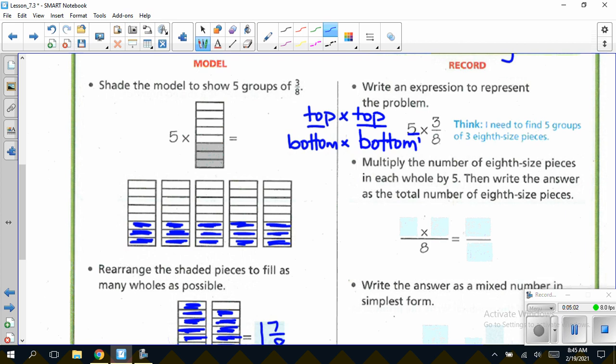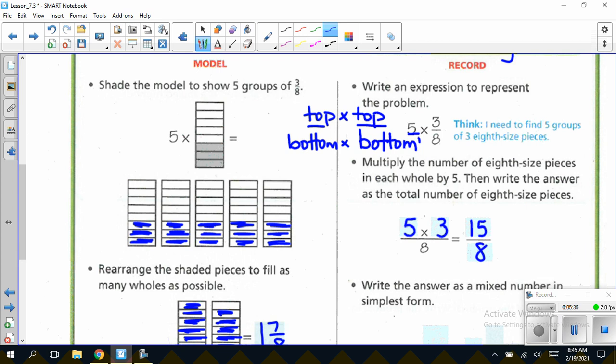So I would technically have 5 over 1 times 3 over 8. Now we don't necessarily have to show that 5 over 1, but it is helpful when we go to solve for our lesson 7.6 and so on. So when I take top times top, I have 5 times 3, which is 15. And then bottom times bottom, obviously it would be 1 times 8, and we all know that any number times 1 always equals that same number.